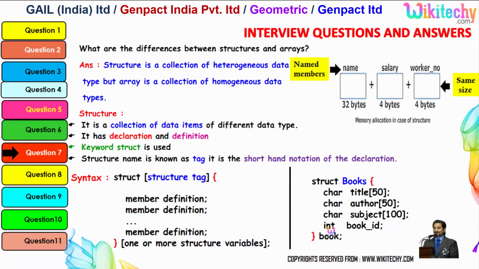Here is the difference between structures and arrays. A structure is a collection of heterogeneous data, whereas an array is a collection of homogeneous data, a straightforward, simple difference. A structure is a collection of data items of different data types, 32, 4, 4. It has a declaration and definition. The keyword struct is used. The structure name is known as a tag and it is a shorthand notation of the declaration.